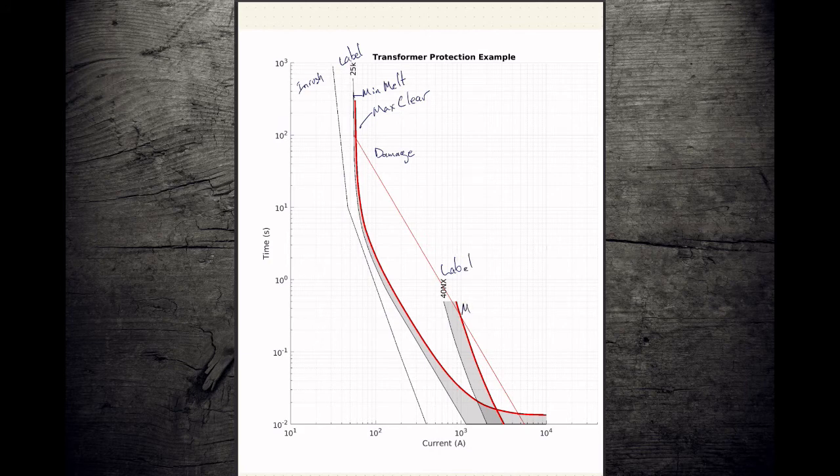And then we should have a max clear and a min melt for our current limiting fuse. You don't have to have an emphasis on the maximum clear. The line weights between your min melt and max clear would be the same. I've only got them highlighted here to showcase the transition between the two. So these are the common elements that I'm going to be expecting to see on all of your graphs.